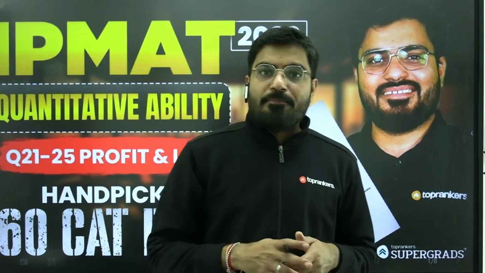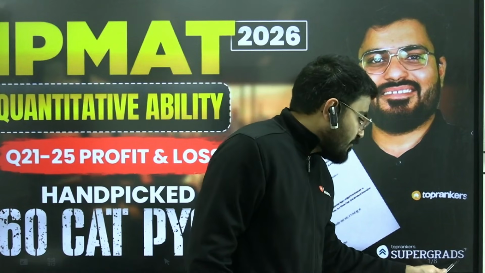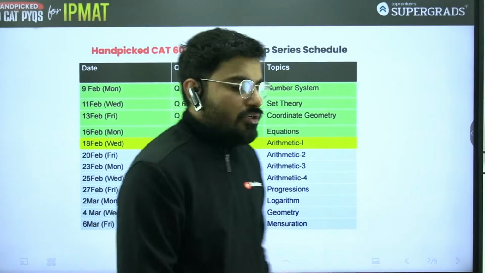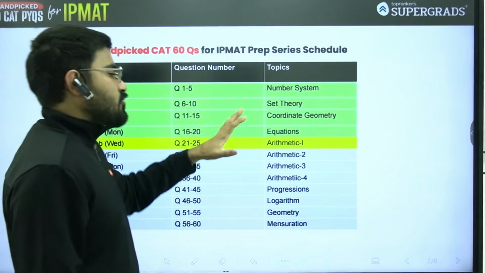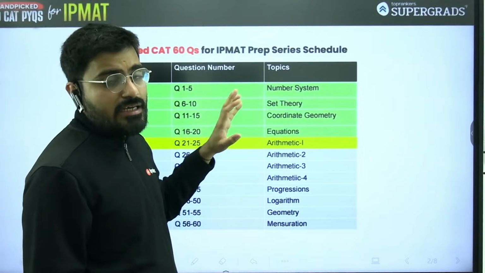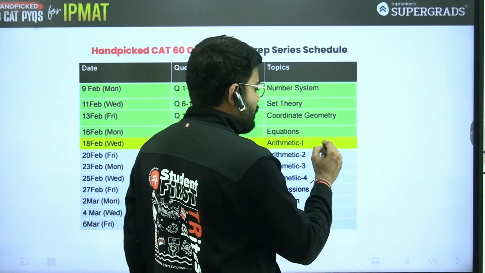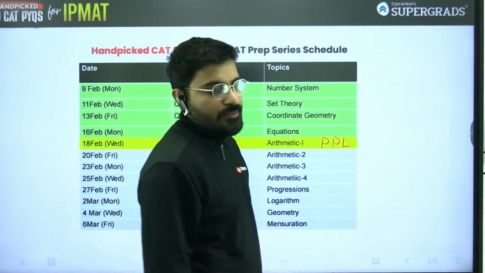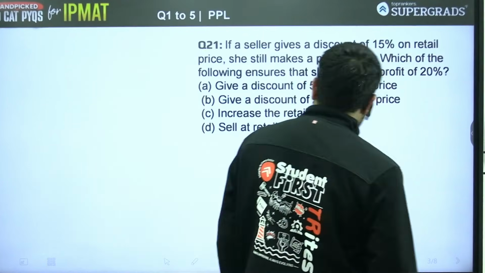But before jumping on to the questions, let's understand what we have done and where we are. Let's have a look at the progress chart. Number system, set theory, coordinate geometry, and equations are already done. Today we are doing arithmetic one, and in arithmetic one we will specifically be doing profit, loss, and percentages.